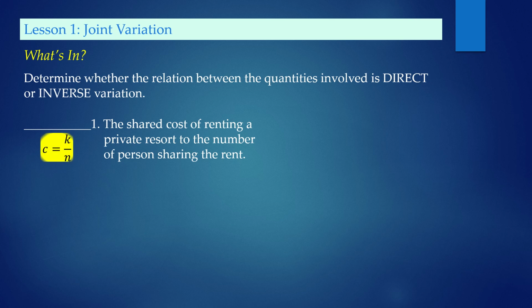So this will be our equation. The cost, C, is equal to K, the constant of variation, and the constant of variation is represented by the fixed amount to be paid to the resort for an overnight stay, over n. N represents the number of persons who rented. To compute the shared cost per person, the 15,000 represents K, which is the fixed amount of the rent of the private resort good for 3 rooms. So 15,000 is divided by 5.